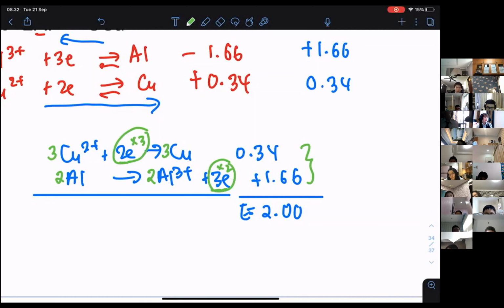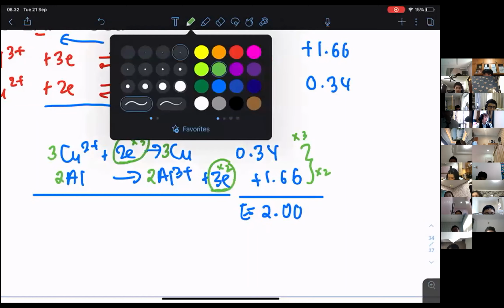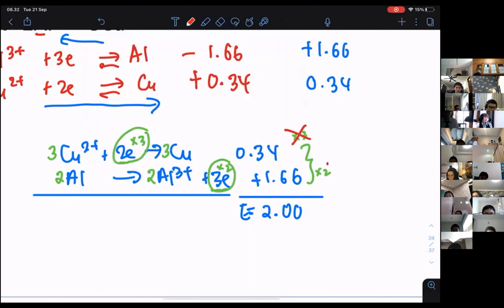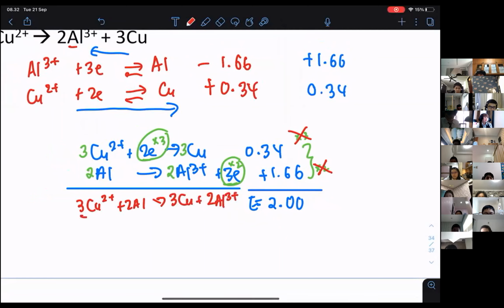Do we actually need to times 3 over here, times 2 over here? The answer is no, no need. For electrochemistry, we no need to do that. So when you do that, what happened? Then only we are going to get 3 copper 2 plus, plus 2 Al, to give me 3 Cu plus 2 Al3 plus, and then you'll get this.